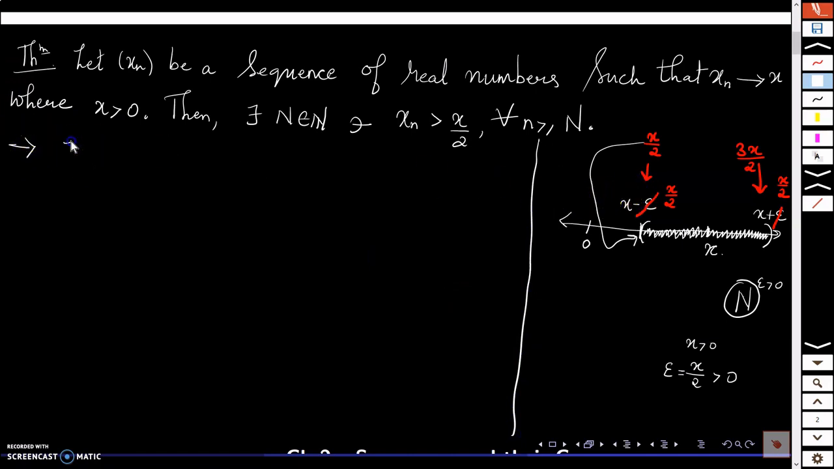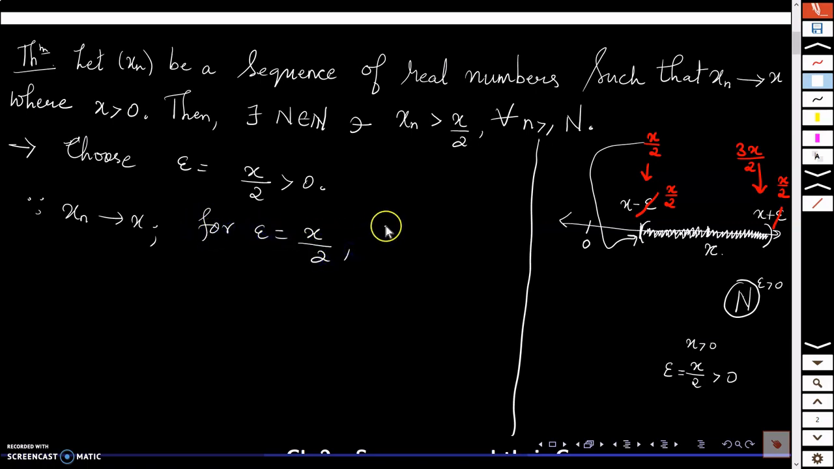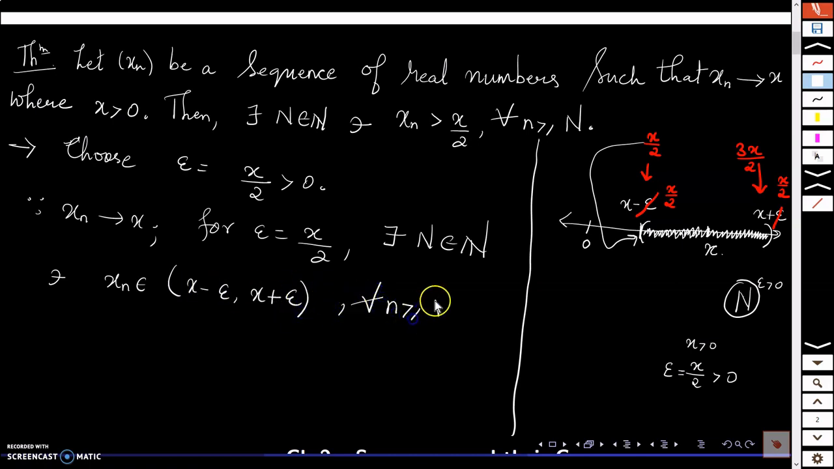So choose epsilon equal to x by 2, which is a positive number. So for this epsilon positive, since xn converges to the point x, for epsilon equal to x by 2, for this epsilon, there exists a natural number capital N by the definition such that xn belongs to the interval x minus epsilon comma x plus epsilon, this epsilon neighborhood, for all n bigger than or equal to this capital N.